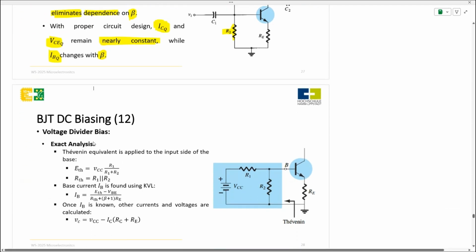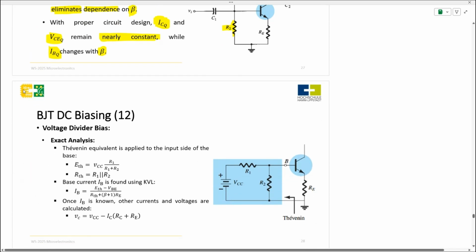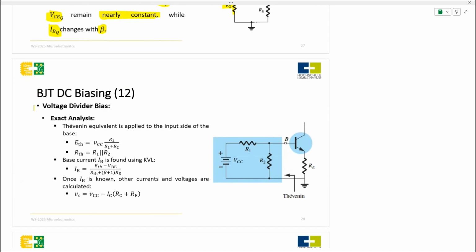Okay, so let's see some calculation. We are always in the voltage divider bias, and we were talking about the exact analysis, or analysis in general. So we will be doing the Thevenin equation. The Thevenin equation is applied to the input side of the base.